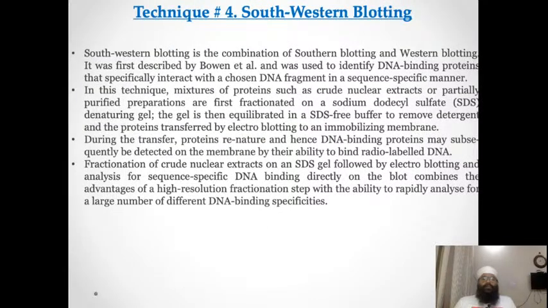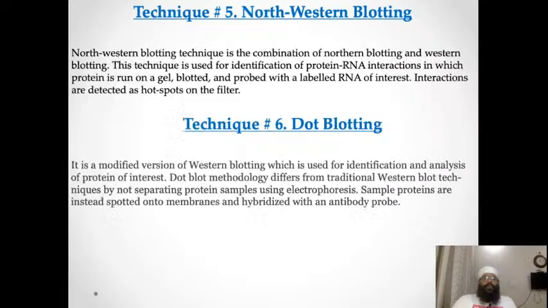Now, southern western blotting is a technique which is a mixture of southern blotting and western blotting, discovered by Bowen et al. and used to identify DNA binding proteins that specifically interact with the chosen DNA fragments in a sequence-specific manner. Then, northern western blotting is a combination of northern blotting and western blotting. This technique identifies protein-RNA interaction, in which protein is run on the gel and blotted with labeled RNA of interest.